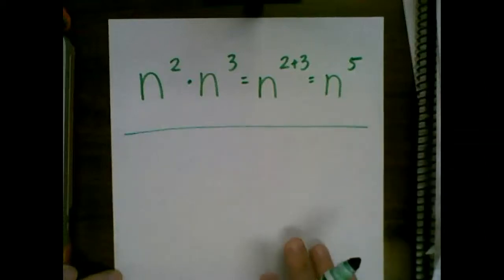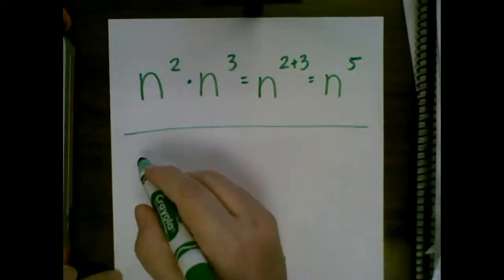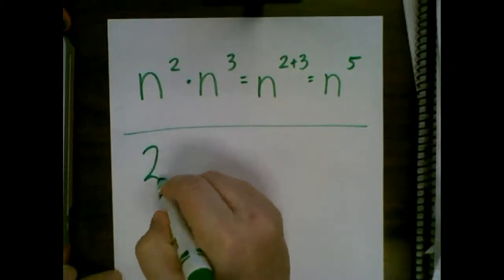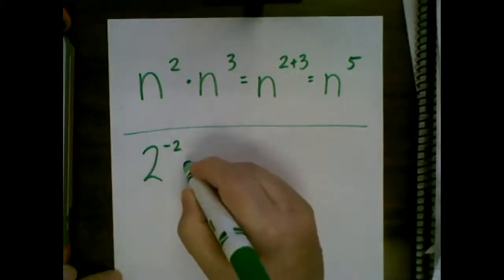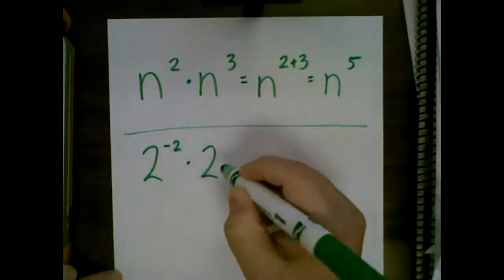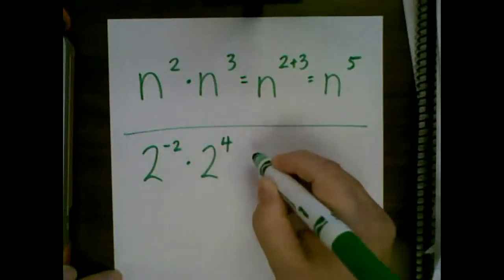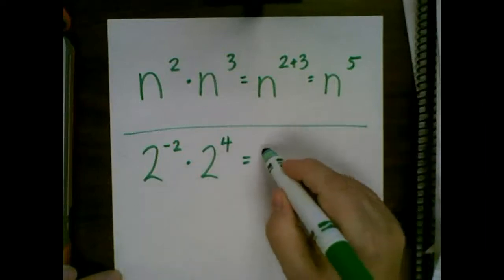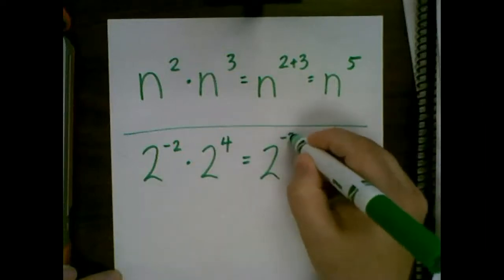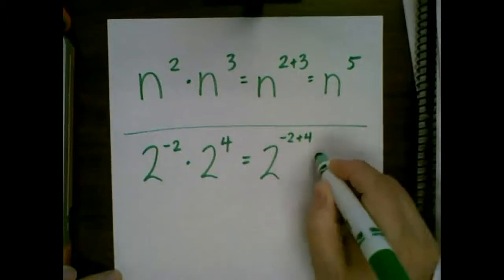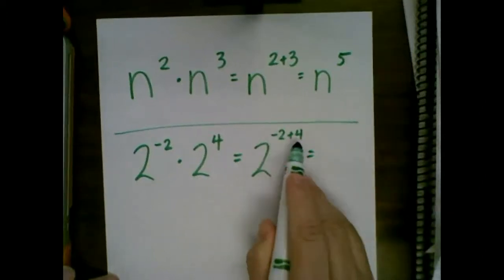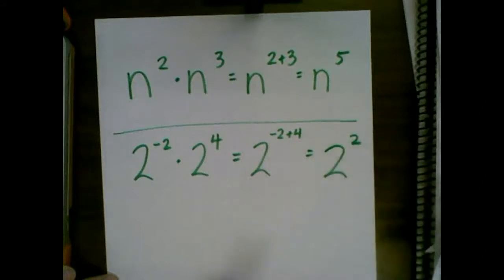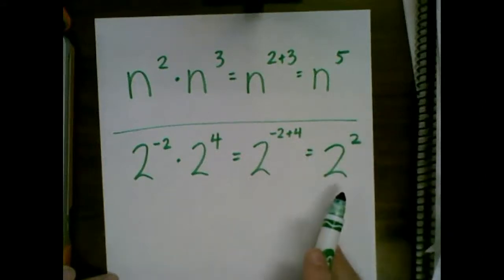Now, sometimes we will have a negative exponent, which we'll talk about how to deal with a little bit more later. But whether your exponent is negative or positive, you do the same thing. So this would be 2 to the negative 2 plus 4, which is a negative 2 plus a positive 4, you're going to get a positive 2, and so that would be your final answer.